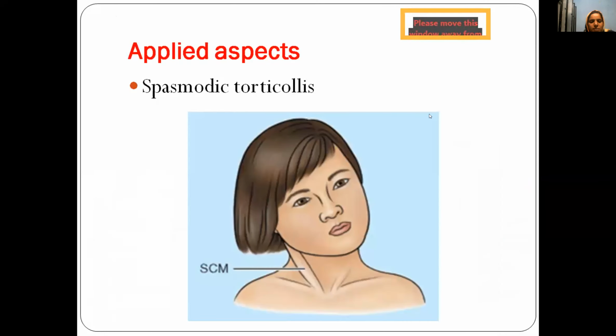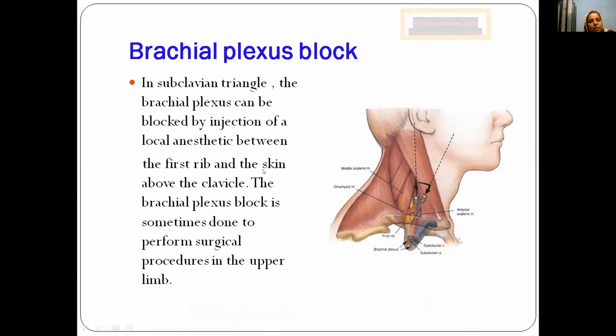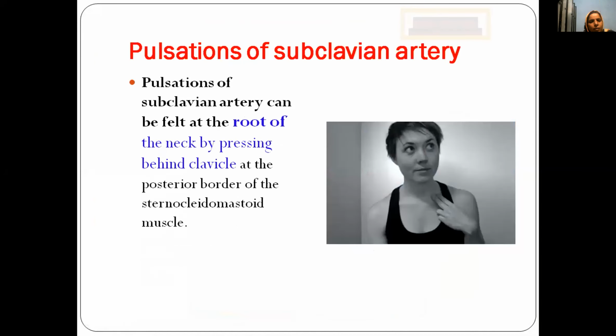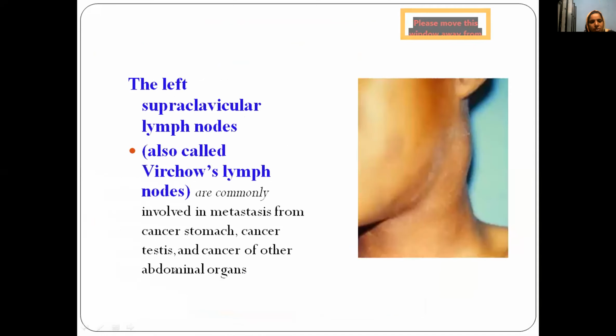So for applied aspects, we have torticollis, that is wry neck. Pulsations of the subclavian artery can be felt at the root of the neck by pressing behind the clavicle. Swelling in the posterior triangle may be due to enlarged lymph nodes, tuberculosis, Hodgkin's disease, or cancer, such as breast cancer or any cancer seen in the arm or chest region.